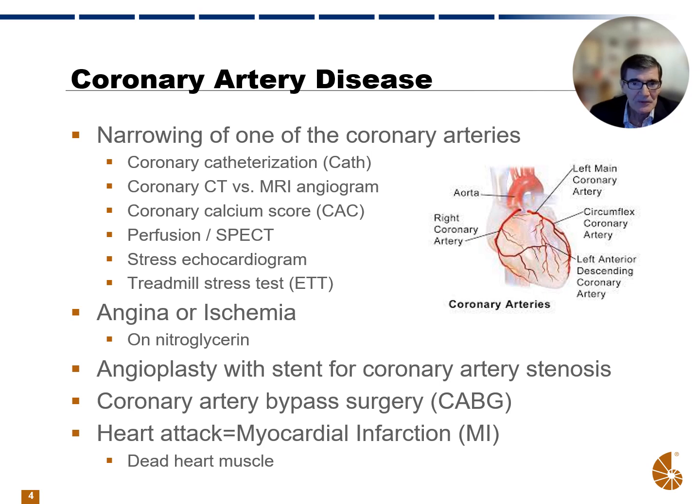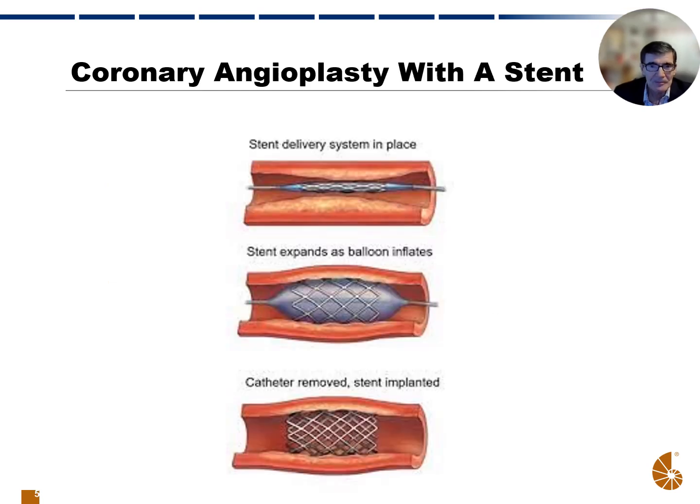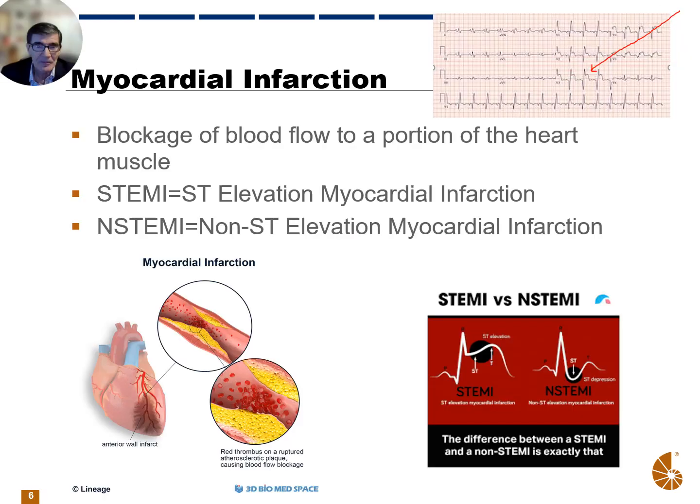A heart attack is also called a myocardial infarction, or MI, and that leads to dead heart muscle, which obviously is a major mortality risk when we're underwriting life insurance. So a coronary angioplasty is demonstrated here, where a stent is delivered inside the coronary artery. It's expanded as the balloon inflates, the catheter is removed, and the stent remains to keep the stenotic area open.